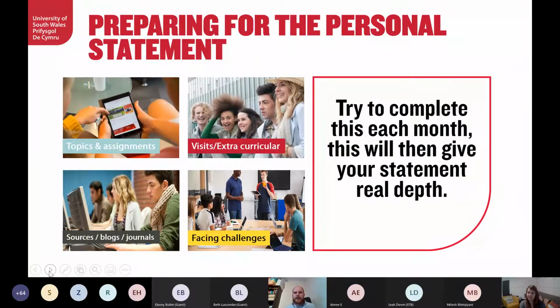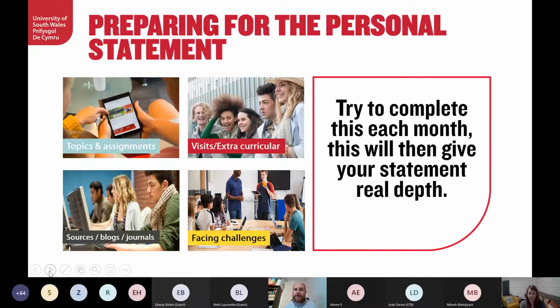And then the other thing to consider would just be trying to keep a bit of a record of what you do each month. And I would try and be more specific than I've studied level 3 health and social care. I would try and go into, well, what were some of the topics and assignments you did? What visits have you been on? What things have you read, or maybe podcasts you've engaged with, and maybe what challenges you face.